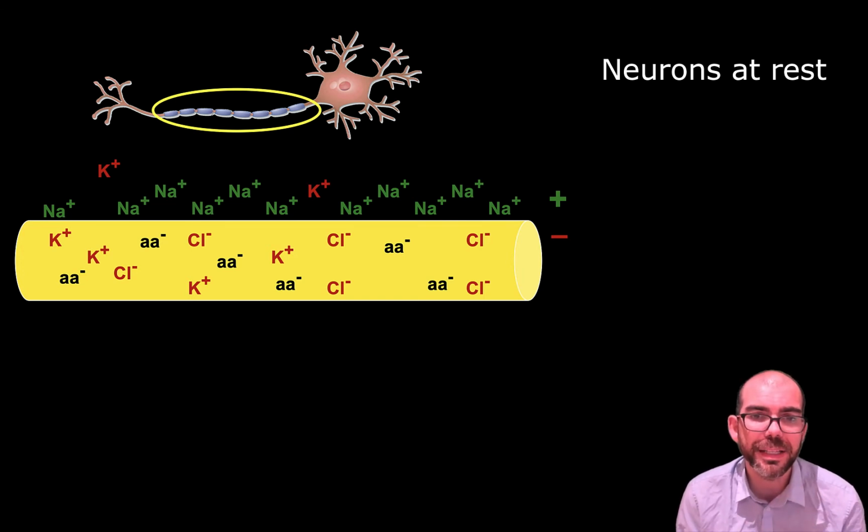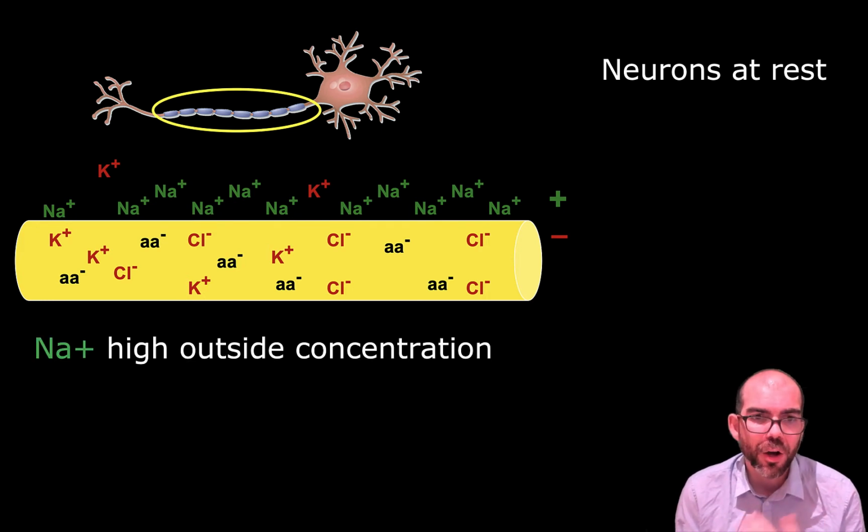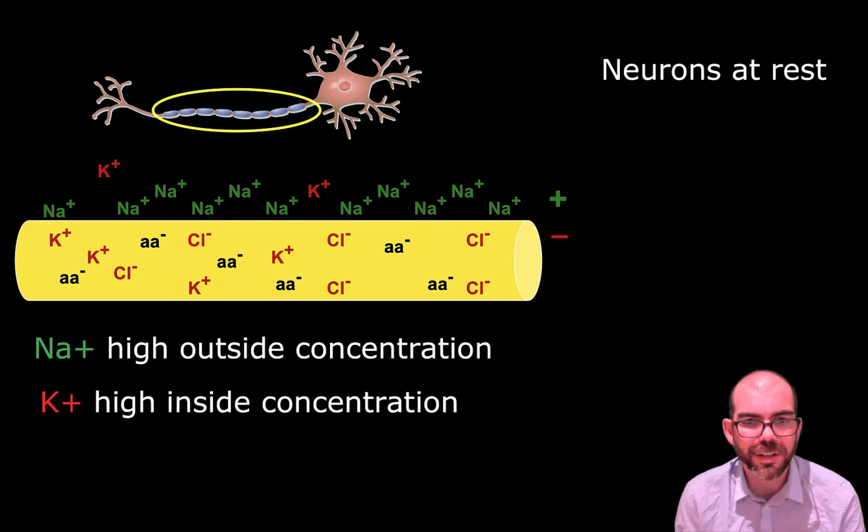Notice that it's completely saturated in ions. I have sodium ions, Na+, I have potassium ions, K+, I have some chlorine, that's negative, and some amino acids that are negative as well. Typically, when there's no stimulation, there's a higher concentration of sodium on the outside and a higher concentration of potassium on the inside of the axon.